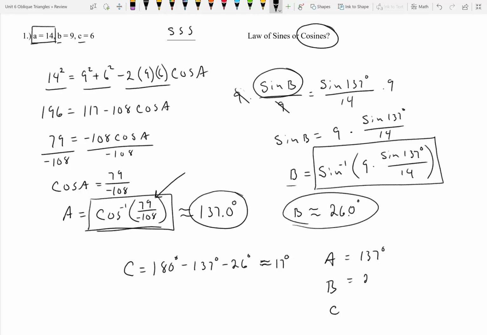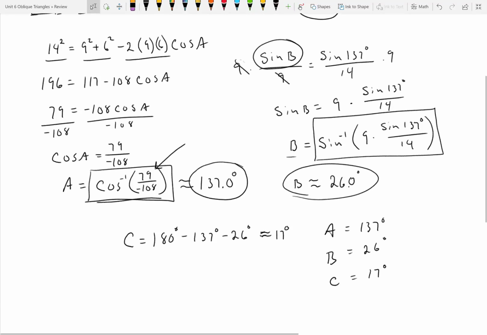137 degrees, 26 degrees, and 17 degrees. And if I add those all together, I get a total of 180 degrees. Very important check at the end.